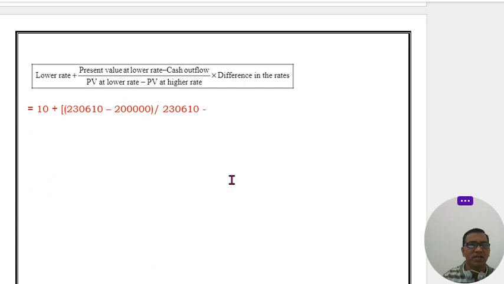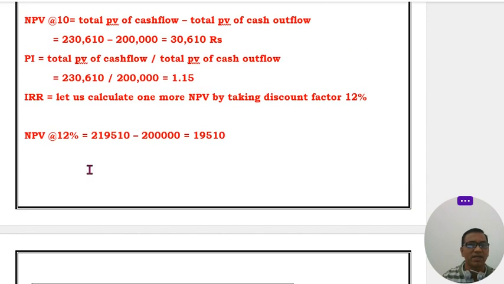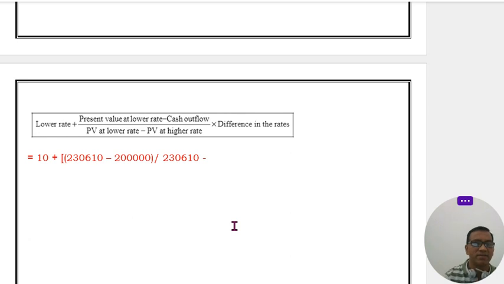So PV at lower rate 230,610 minus PV at higher rate. This is 219,510. This I will keep separately in the brackets, no confusion. And now the bracket closes. Multiply with the difference between the two rates. One rate is 10%, one rate is 12%. What is the difference? 2%. 2% means 12 minus 10. The difference of 12 minus 10 is 2.